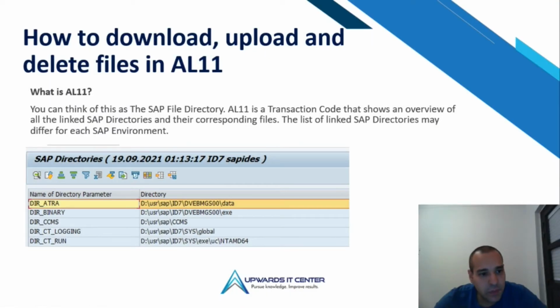So here we go. What is the transaction AL11? You can think of this transaction as the SAP file directory. The AL11 is a transaction code that shows an overview of all the linked SAP directories and their corresponding files. The list of linked SAP directories may differ from each SAP environment, with all the files that we can exchange between systems, SAP and non-SAP systems.